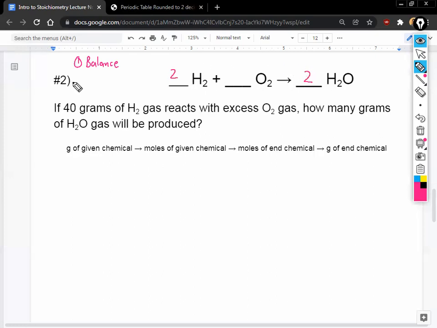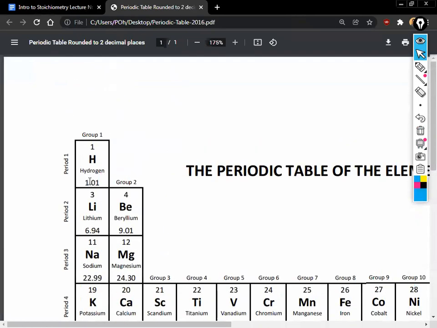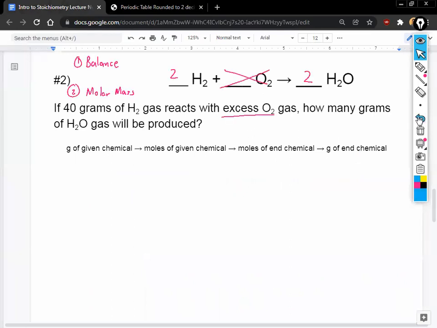Okay. So step 2, we said that we want to find the molar mass of the important chemicals. It tells us here that we have excess O2. So that means O2 is not important. And so the important chemicals here are H2 and H2O. So let's find the molar mass of H2 and H2O. We said earlier that H has a molar mass of 1. So if I have 2 of them, what's the molar mass of H2? Yeah, 2. You just need to do 1 plus 1. So H2 is 2 grams per mole.